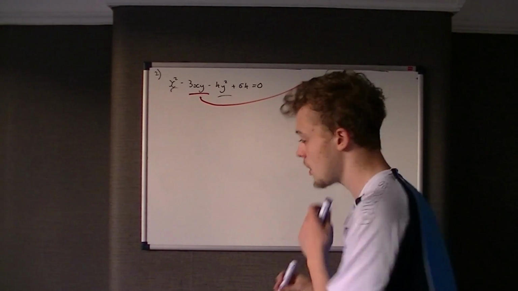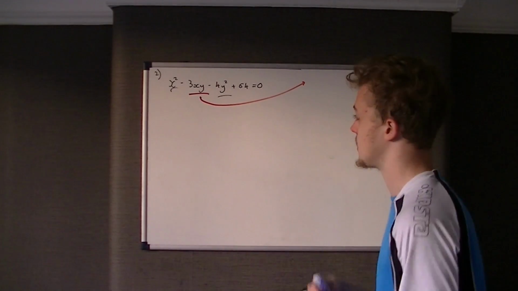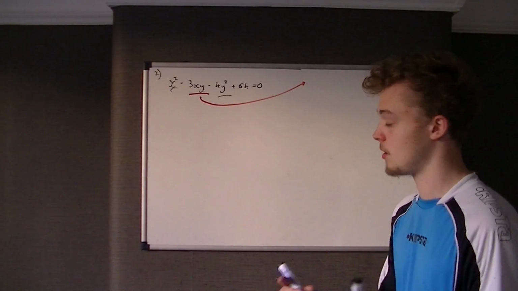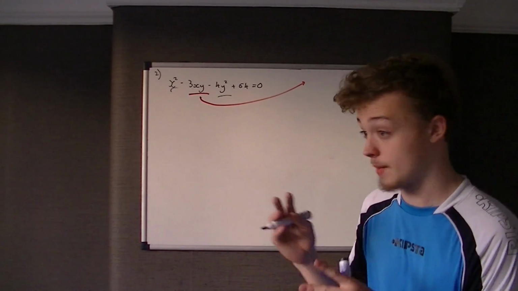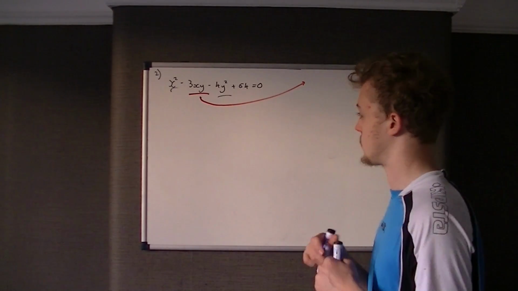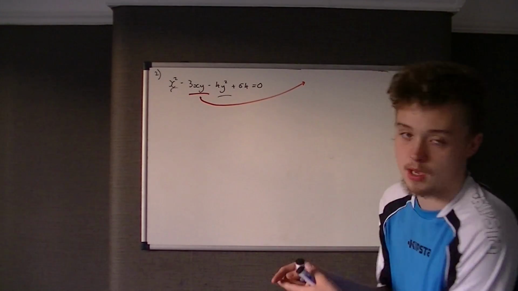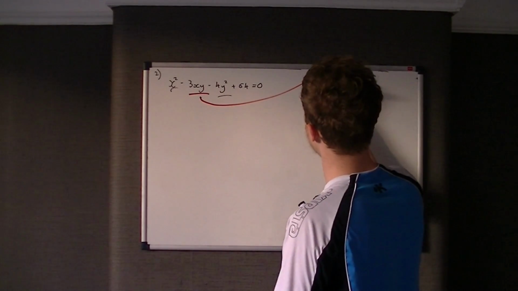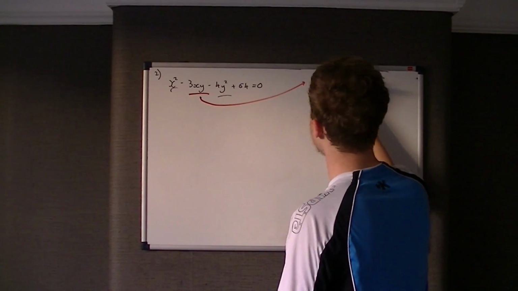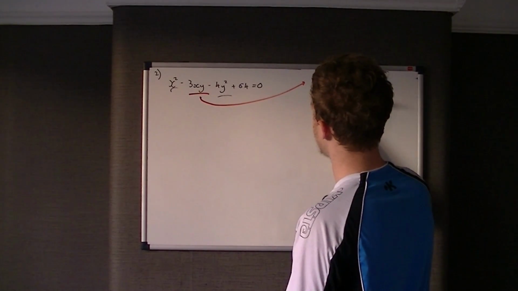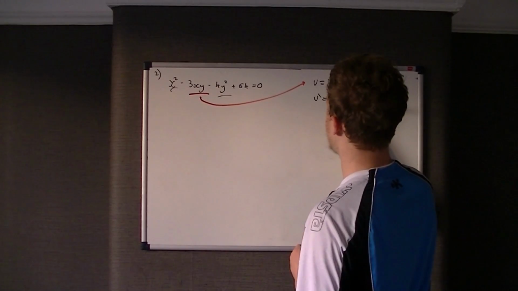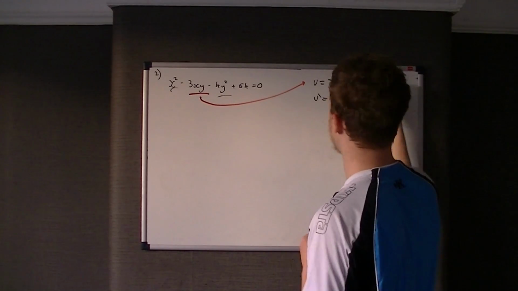Now, you could ask, how are we going to split it up? Because it's 3 times x times y. So is it 3x times y, or is it 3y times x? Well, you always assume it's just 3 times x times y. So therefore, we let u equal 3x. Therefore u dashed, or du/dx, is 3. V is just equal to y.